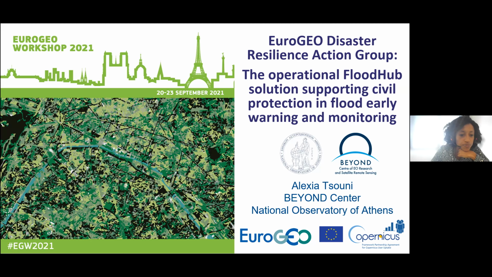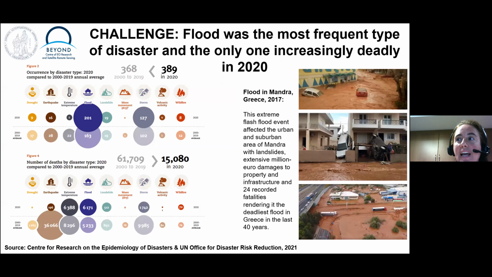Okay, great. So we will present here with slides and demo videos our operational Flood Hub system, which has been developed by our Beyond Center of Earth Observation Research and Satellite Remote Sensing in the framework of the EuroGEO Disaster Resilience Action Group. Its user uptake is supported by FPCUP, the Caroline Herschel Framework Partnership Agreement on Copernicus user uptake. So let's see a bit the challenge.